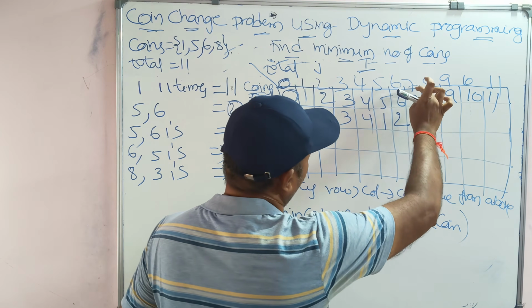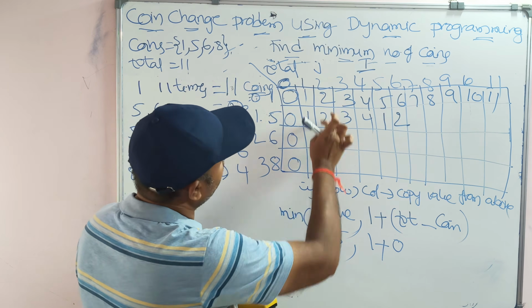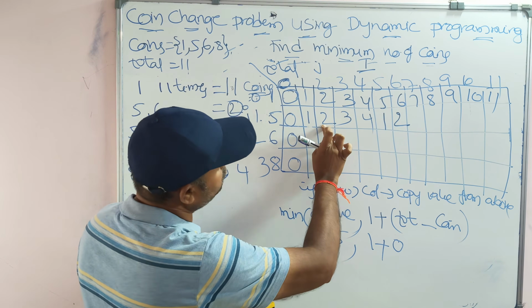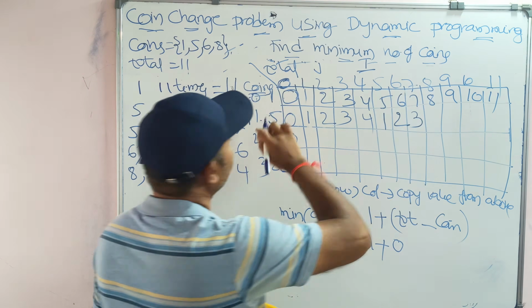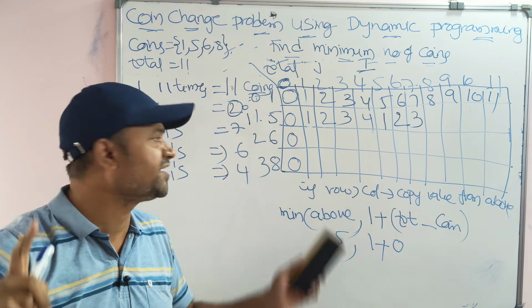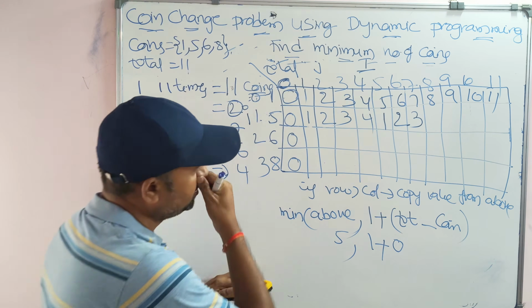Next, minimum of 7 comma, 7 minus 5 means 2. So in the same row, go to the 2 column. The 2 column contains 2. So 2 plus 1 means 3. So in order to make 7, we require 3 coins: one 5 coin and two 1 coins. Here we have only these 2 coins.